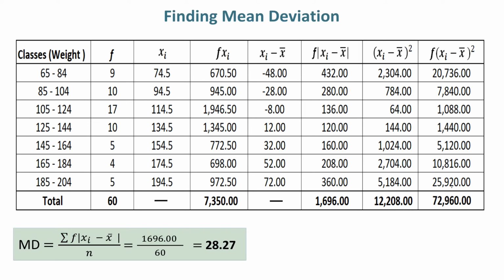Finding mean deviation. The numerator value for finding mean deviation is 1,696, and the denominator value is 60. Thus, the mean deviation in this example is 28.27.